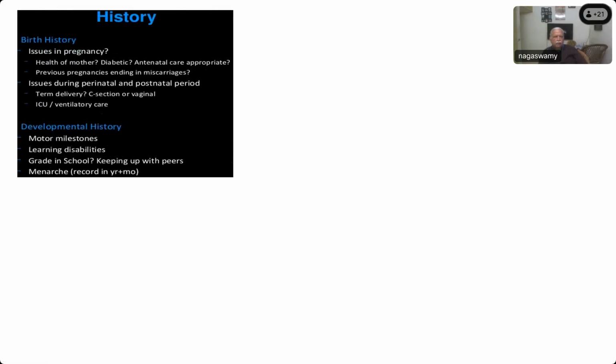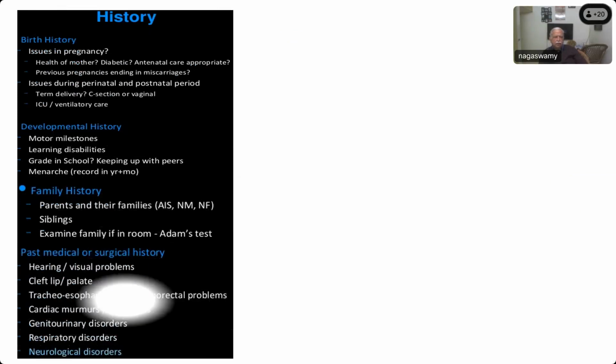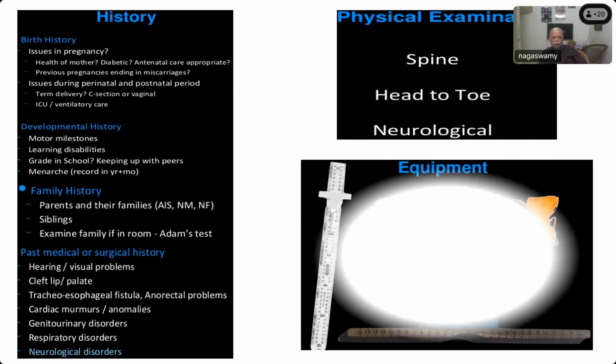And birth history, development history, and travel history, all these things we have asked, and past medical history of any hearing or visual problems because of infection or other neurological reasons. Sometimes they may have cleft lip and palate or tracheoesophageal fistula, because congenital scoliosis can be associated with all these anomalies, or genitourinary disorders and neurological disorders. And for examination, you have to examine them from head to toe, including the spine, and do a neurological examination.